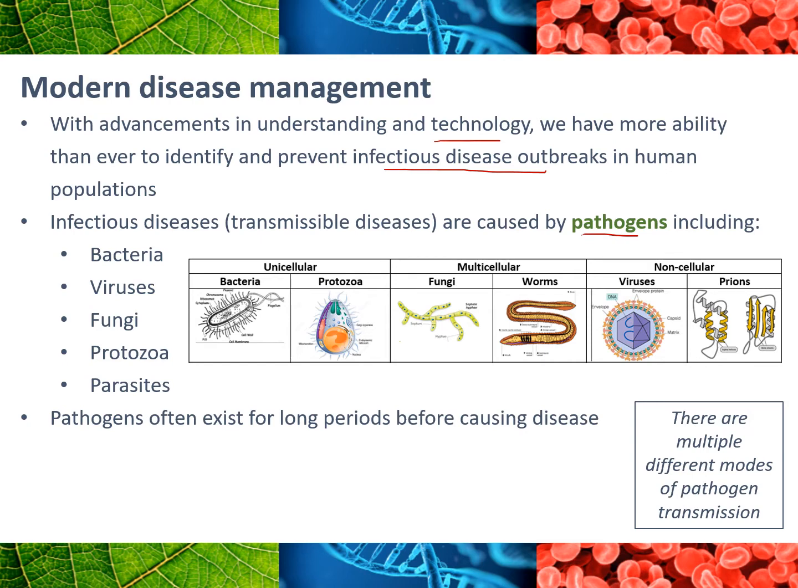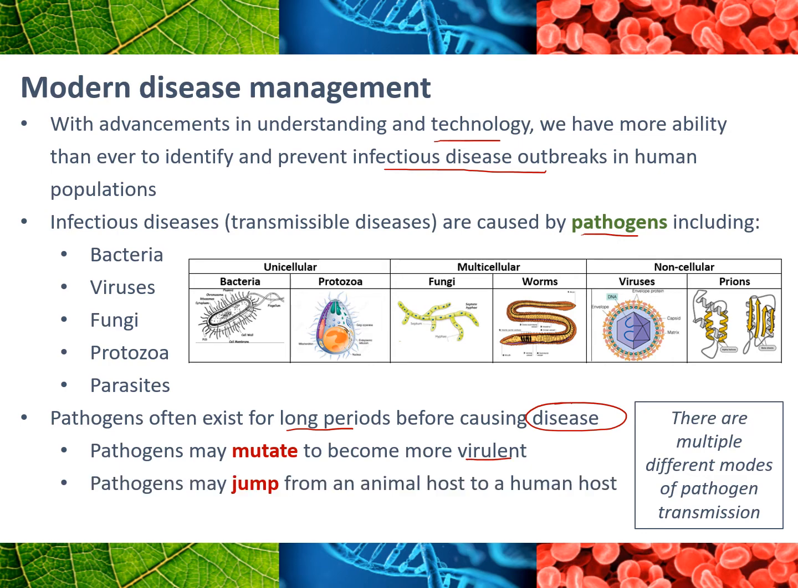Other things that are worthwhile keeping in mind: pathogens often exist for very, very long periods of time before causing disease. What often results in them starting to cause disease is that they might mutate, meaning that they become more virulent or more infectious, or they may jump from an animal host to a human host. That's what we see quite often with viruses, and COVID is an example of that. It was probably living for a really long time in animals, and then it jumped to a human host.